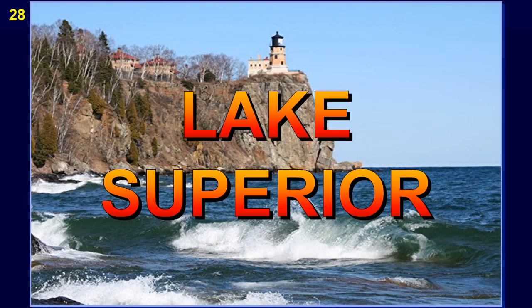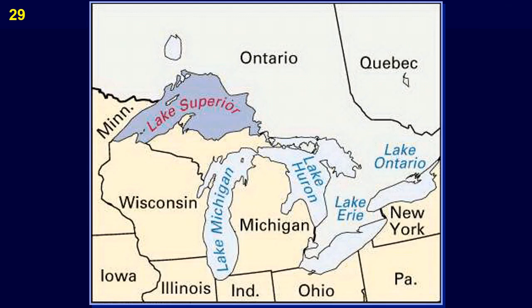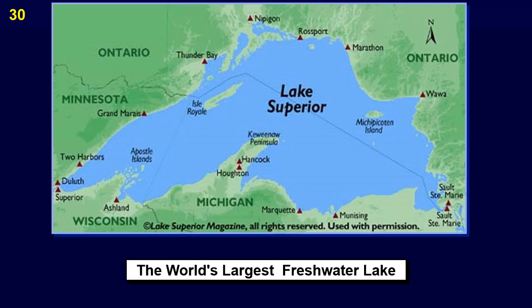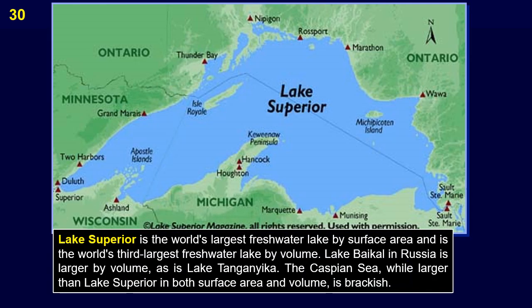Lake Superior. Here is Lake Superior. Lake Superior is the world's largest freshwater lake by surface area, and is the world's third largest freshwater lake by volume. Lake Baikal in Russia is larger by volume, as is Lake Tanganyika. The Caspian Sea, while larger than Lake Superior in both surface area and volume, is brackish.